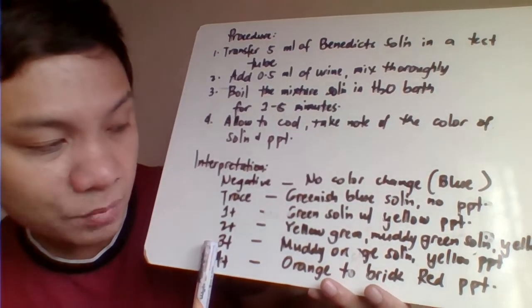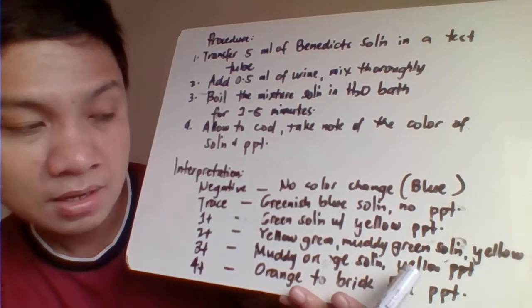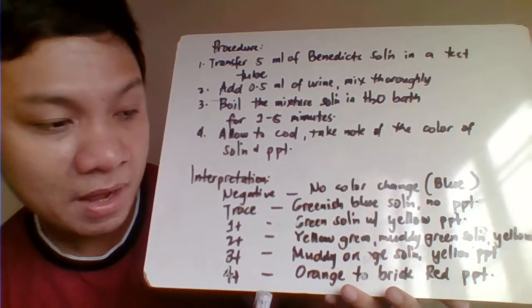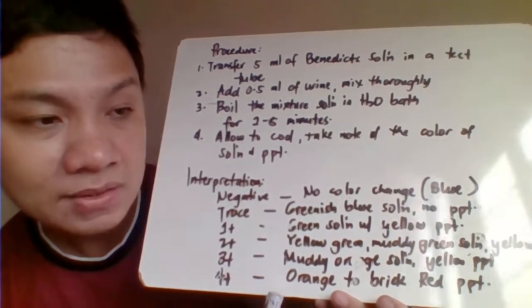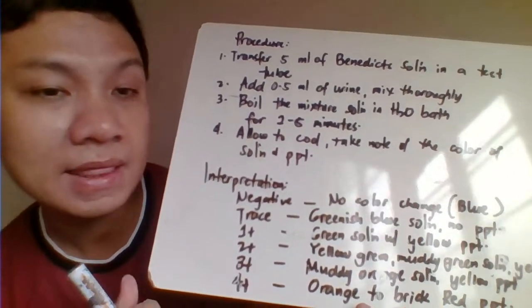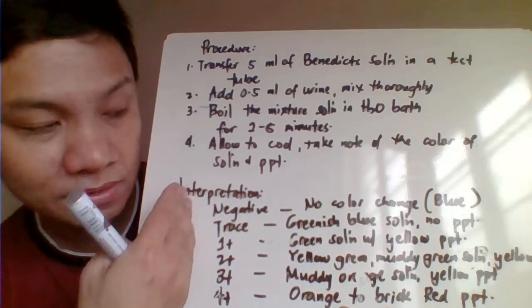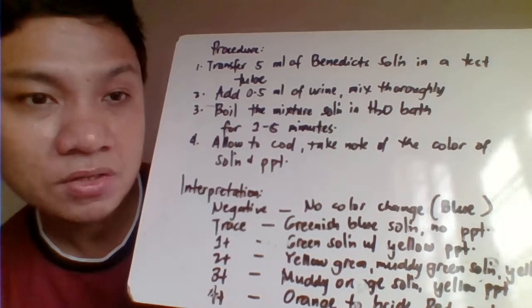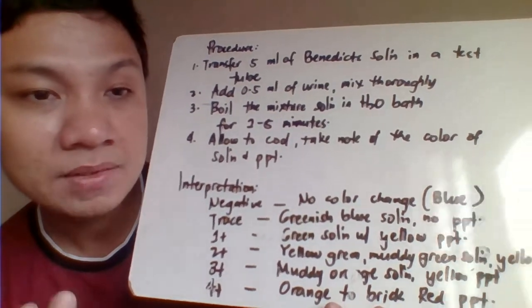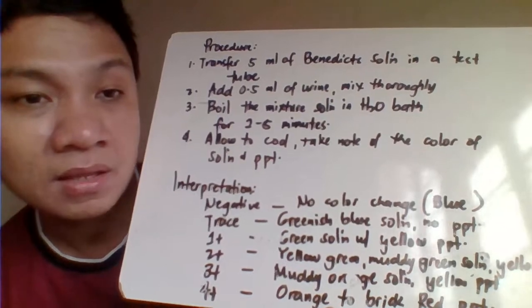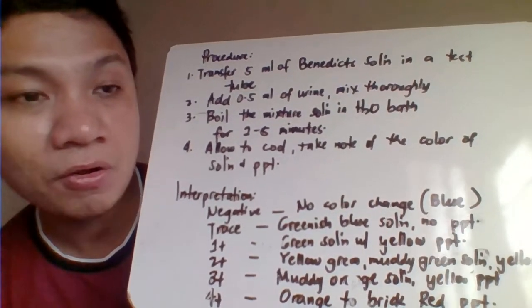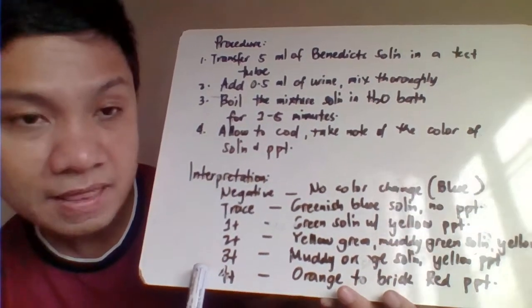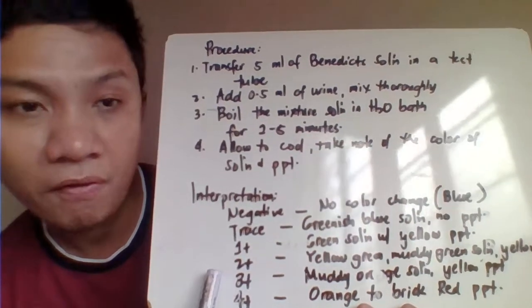3 plus, we have a muddy orange solution and a yellow precipitate. And 4 plus is the maximum: we have an orange to brick red solution and an almost red precipitate. So when we write the result, you first need to write the observation. You write the color of the solution, plus the presence of a precipitate, and if there is a precipitate, you write the color of the precipitate. And for the interpretation, what we write is negative, trace, 1 plus, 2 plus, 3 plus, or 4 plus.